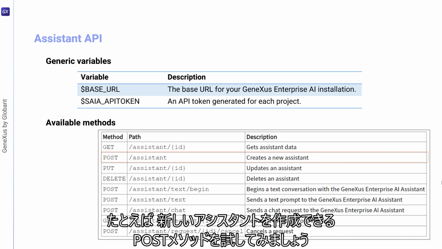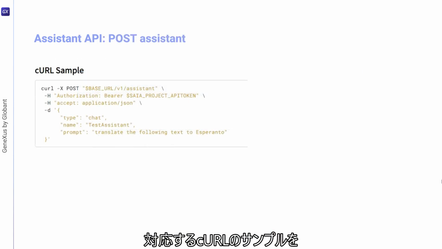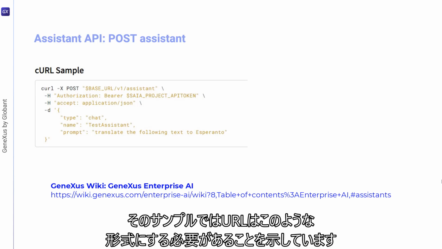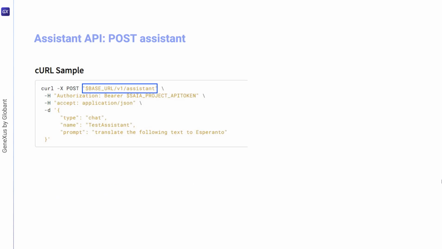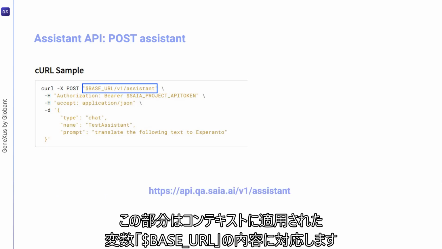For example, let's try the post method that allows creating a new assistant. The corresponding curl sample, which is available in the Genexus Enterprise AI technical documentation, indicates that the URL must have the following format. Therefore, in our example, the URL is as follows, where this part corresponds to the content of the variable base URL applied to our context.